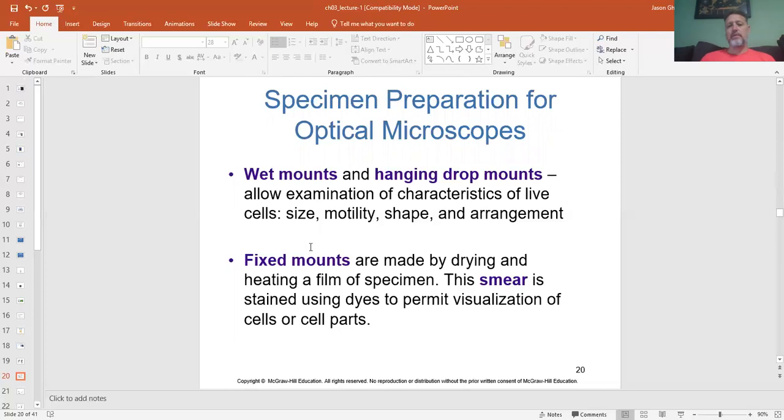Most of the times you've probably looked at a fixed smear. These are already pre-stained and pre-preserved. These ones last a long time. You can see lots of things with these.